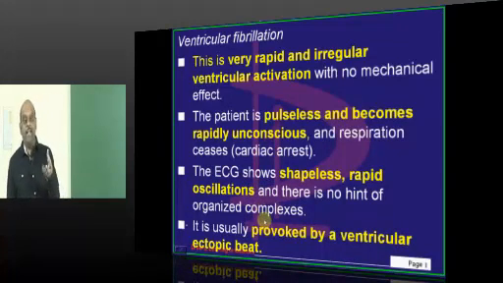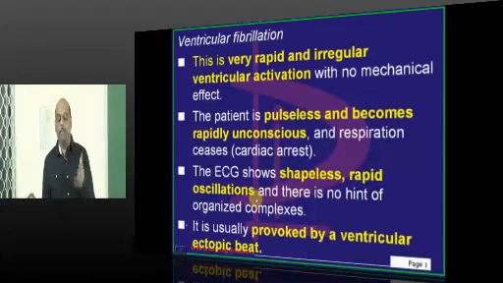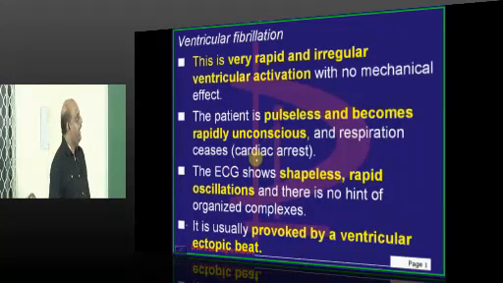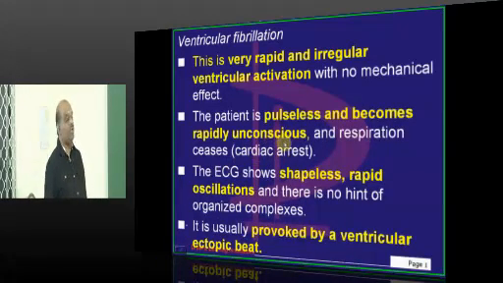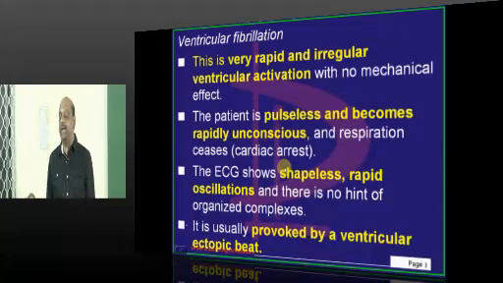It is like the heart is having seizures. It is unable to pump anything at all, and the patient becomes rapidly unconscious. Respiration will stop if you don't aggressively jump in and treat the patient, and that leads to cardiac arrest.